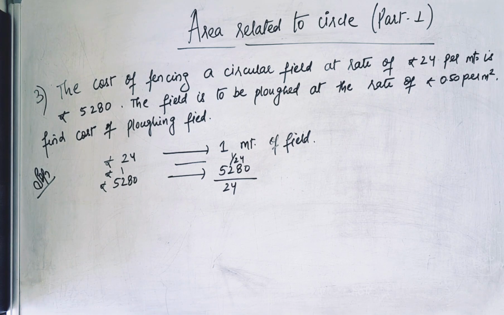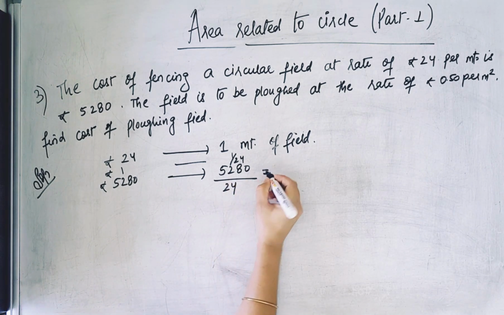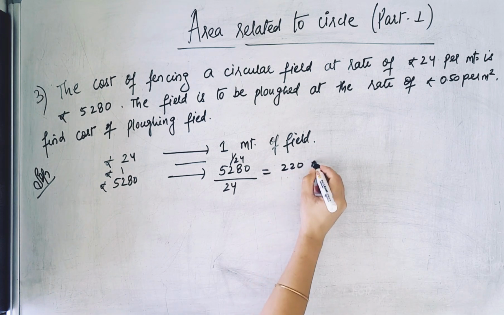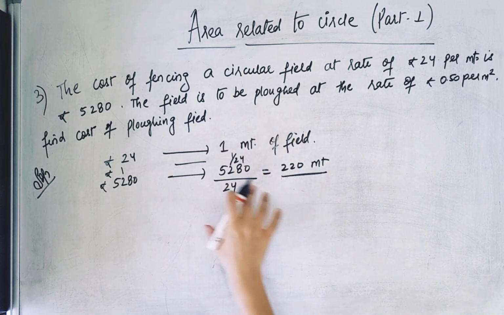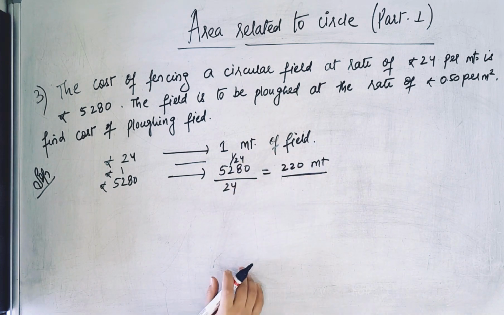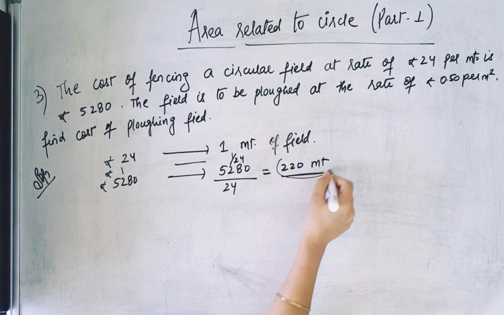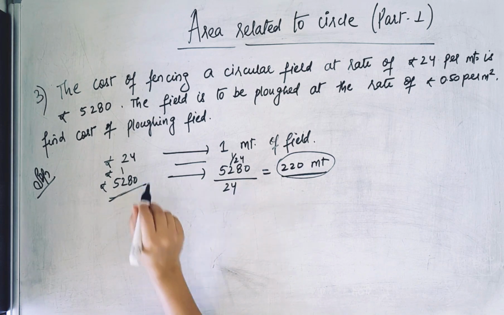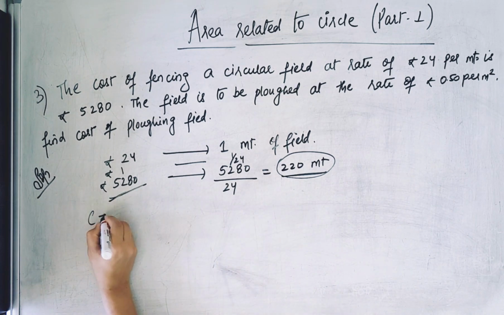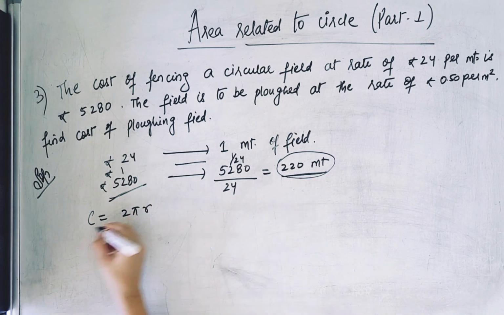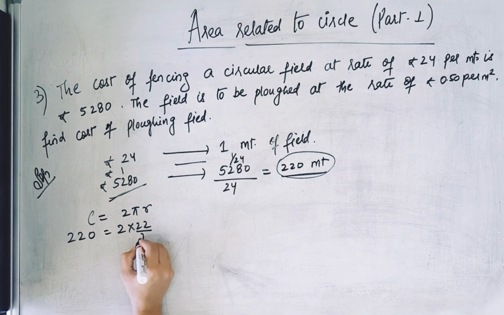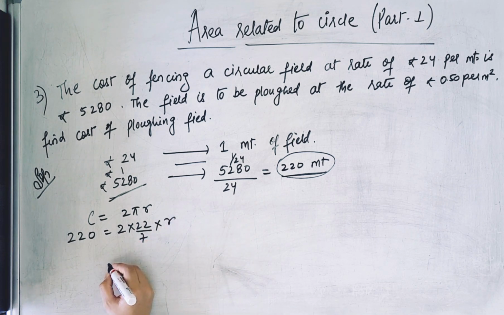So this is how the answer is in meters, and we have calculated this is the circumference of the field because this is in meters. The total cost was spent fencing this many meters. How much cost was spent fencing 220 meters? 5280. So with the help of this, circumference is 2 pi r, and we will put this circumference over here, 22 by 7 as the value of pi, and calculate r.